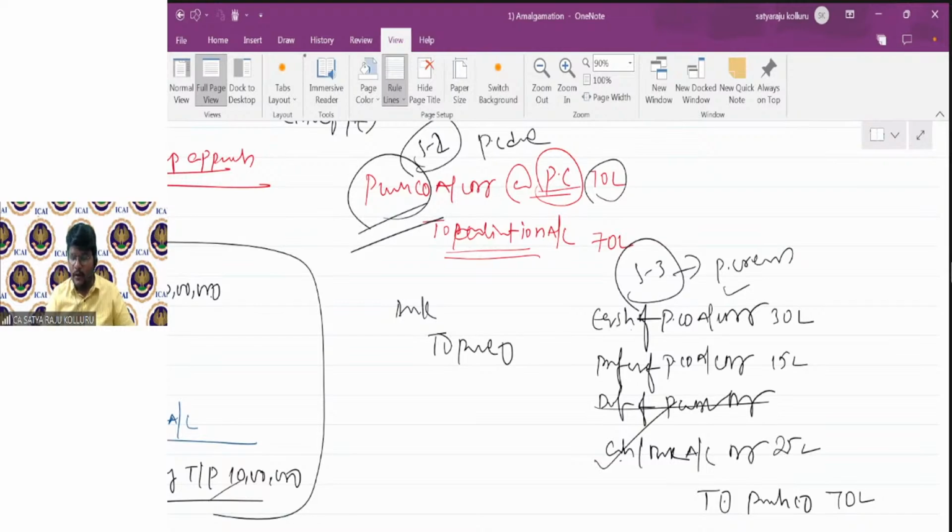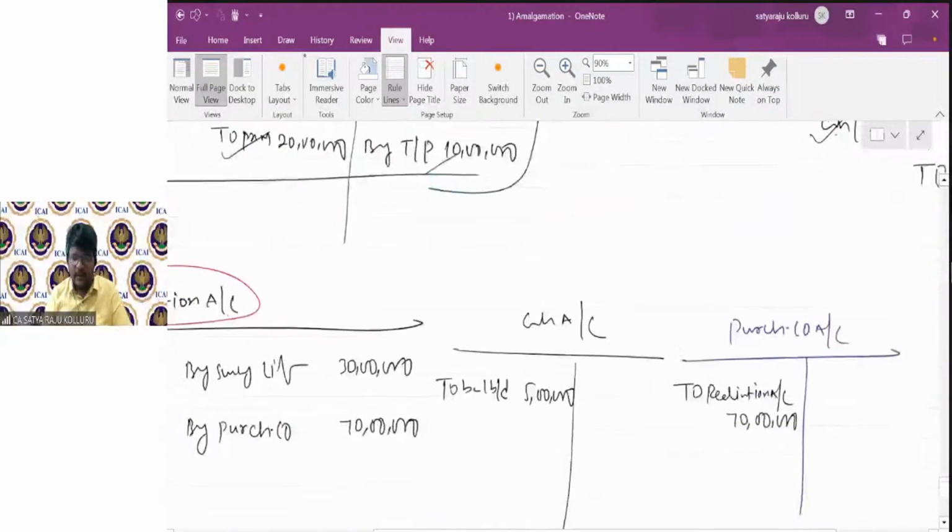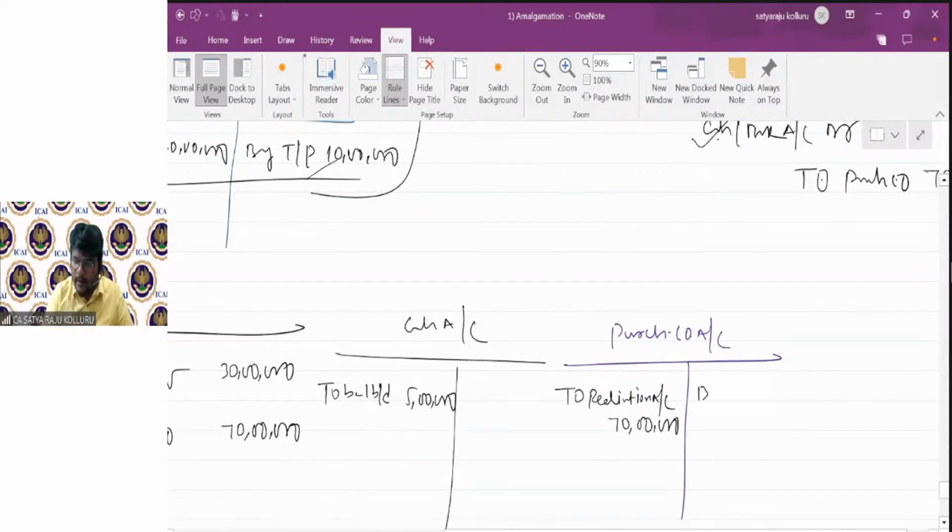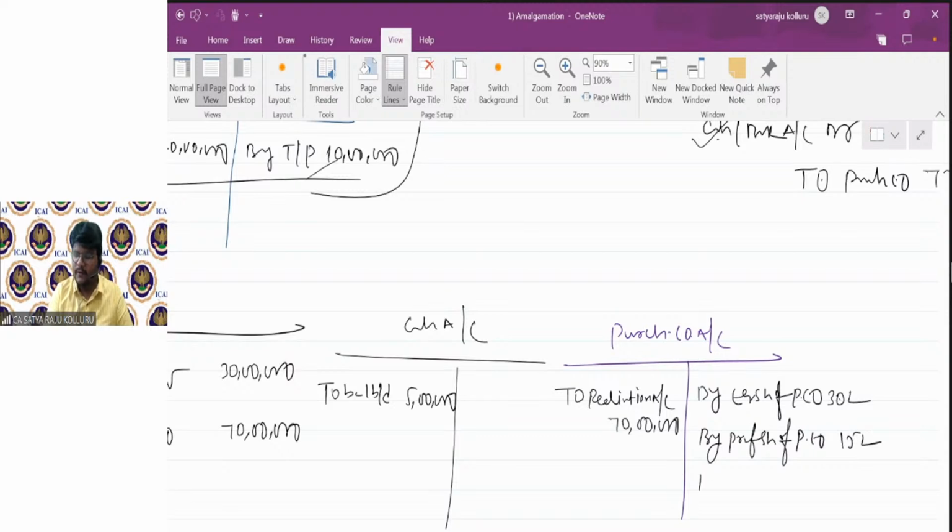All of you. Now, in the purchasing company, by equity shares of purchasing company, how much, guys, we received? 30 lakhs. By preference shares of purchasing company, how much we received? 15 lakhs. By cash account, how much we received? 25 lakhs. Now, in purchasing company, by cash, then in cash account, to purchasing company, 25 lakhs.